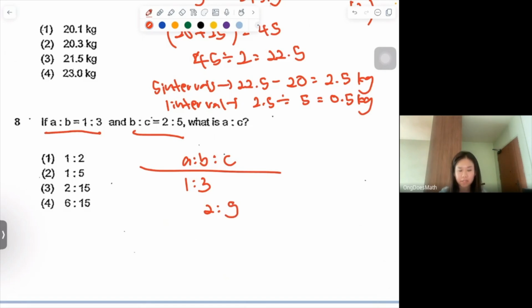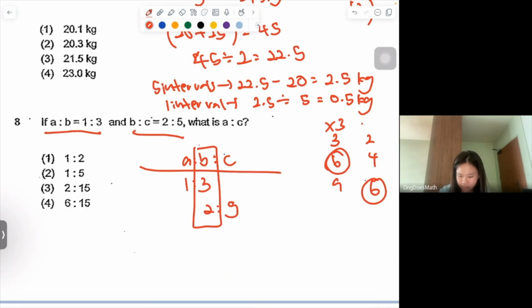So do you notice something with B? B cannot be 3 and 2 at the same time. You can only be one thing at one time. You can't be 2 things at the same time. So we have to make B the same. And the lowest common multiple is actually 6. To find the lowest common multiple, you can just list out all the multiples. And you realize that the lowest common multiple is actually 6.